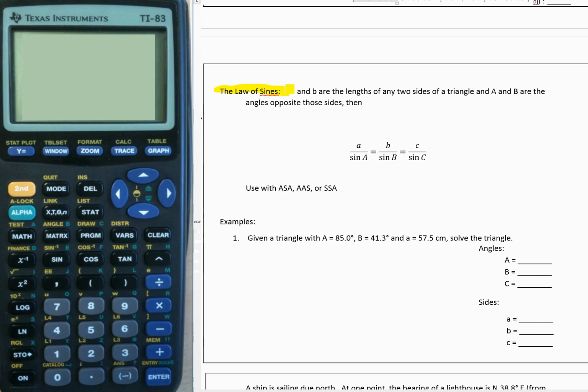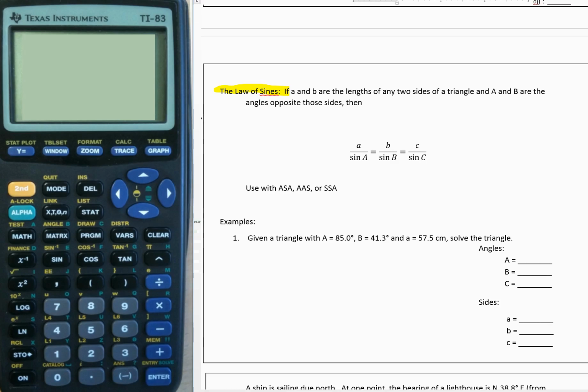We'll only use two of these at a time, but we can set up these proportions and then solve. And we'll use this with angle, side, angle, angle, angle, side, or side, angle, side. Okay, so let's do an example.